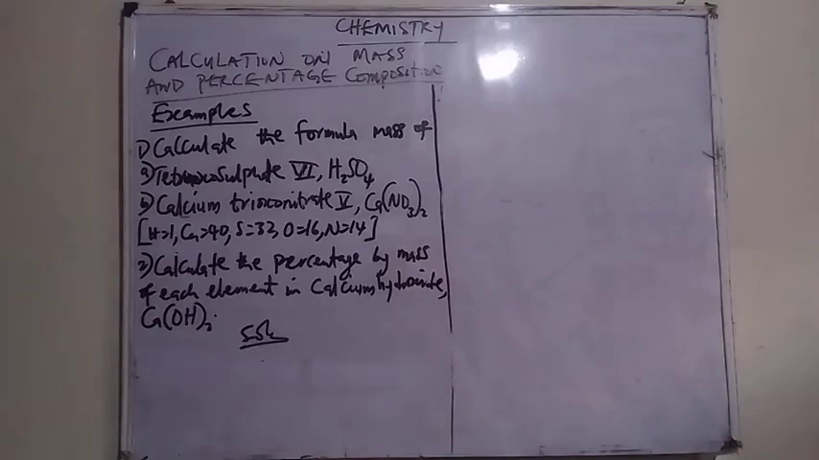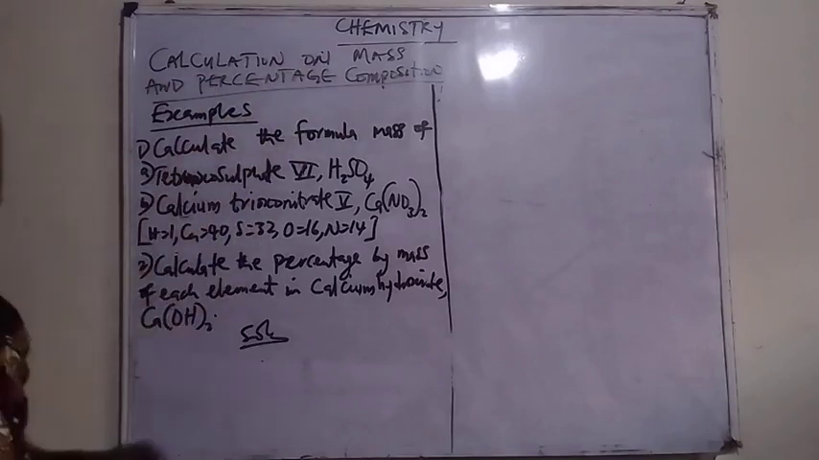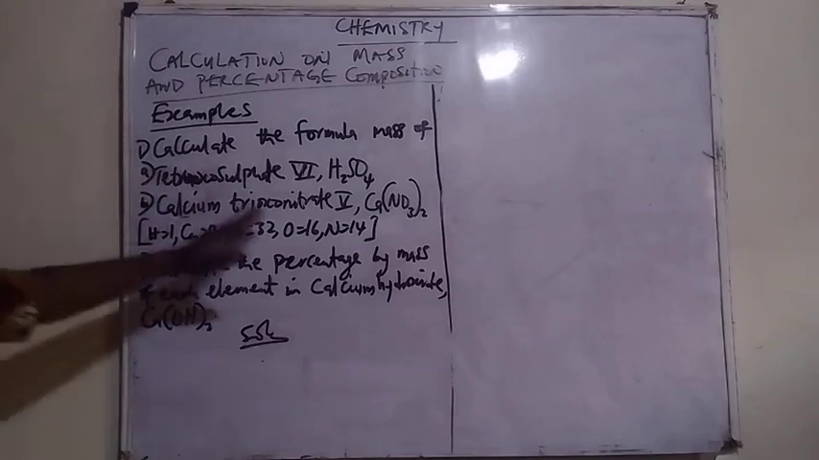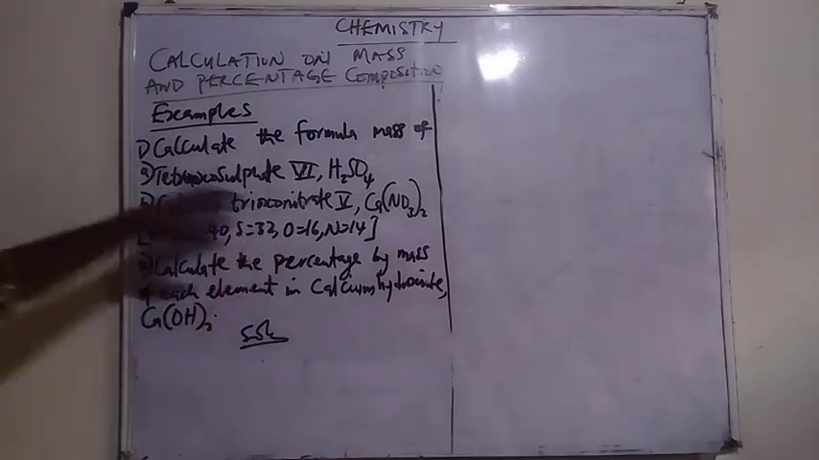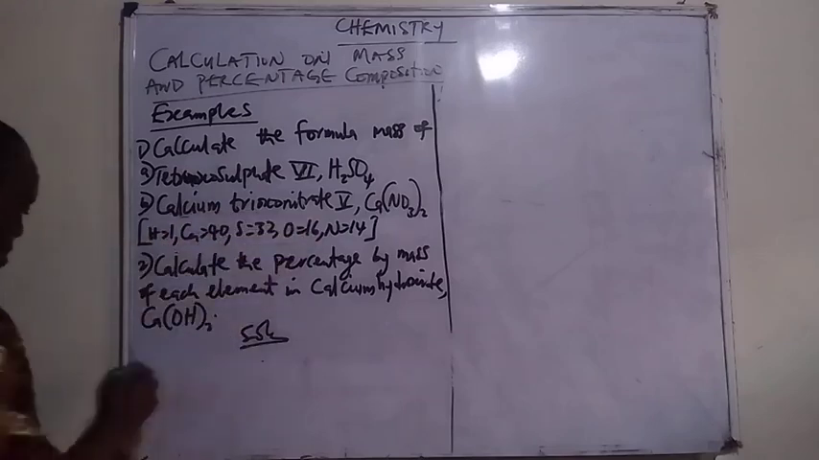We're going to be looking at chemistry, calculation on mass and percentage composition. We have a question here. Calculate the formula mass of H2SO4 and calcium nitrate, Ca(NO3)2. So let's treat the first one.